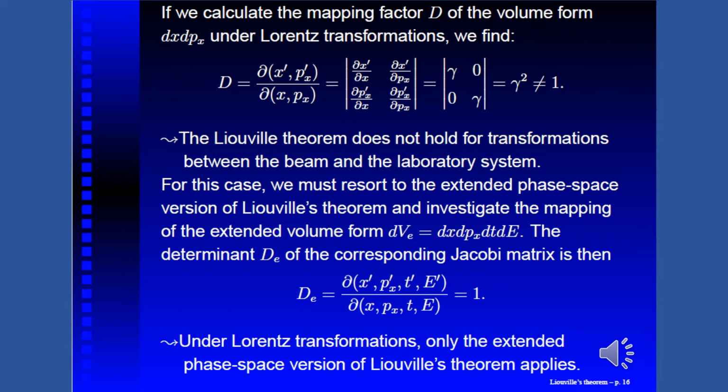For this case, we must resort to the extended phase space version of Liouville's theorem and investigate the mapping of the extended volume form dVE equal to dx dp dt dE. The determinant capital DE of the corresponding Jacobi matrix is then partial x prime, px prime, t prime, E prime over partial x, px, t, E, and that is equal to 1. Under the Lorentz transformation, only the extended phase space version of Liouville's theorem is applicable.